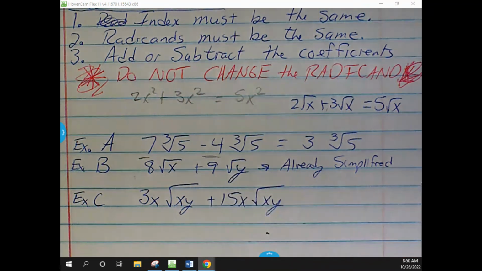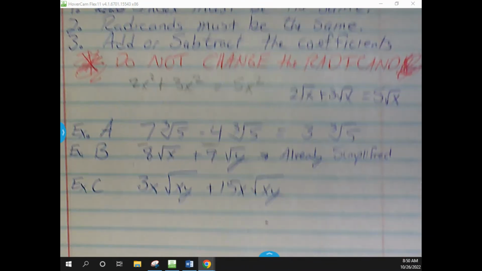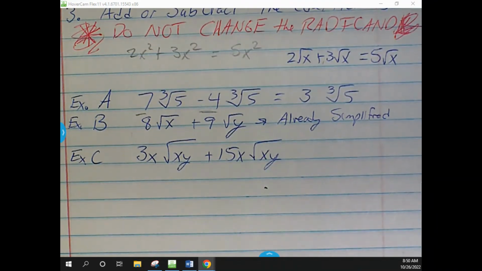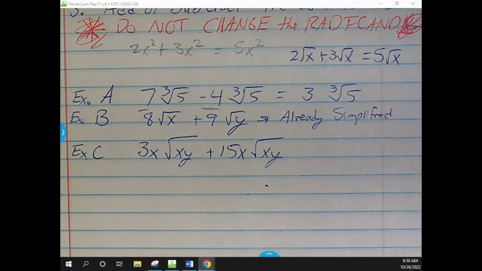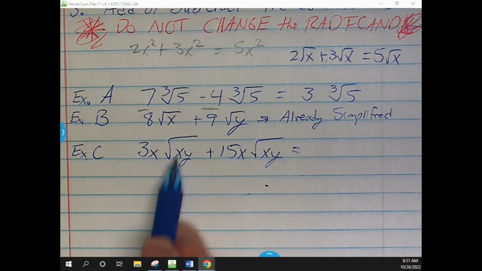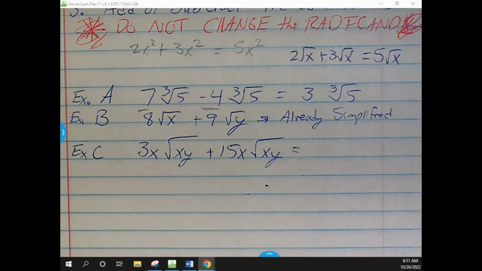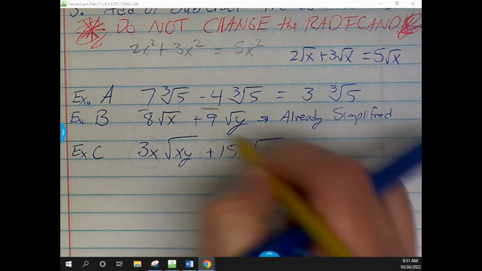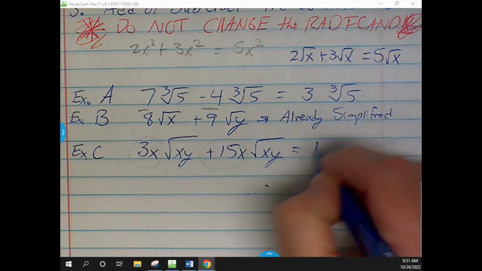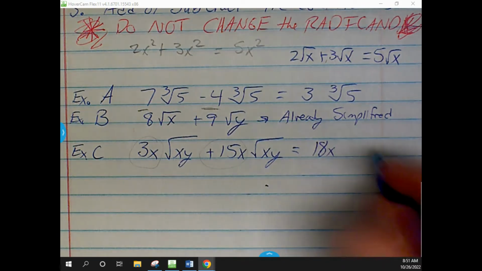All right, so let's say we've got 3 square root of xy plus 15 square root of xy, and they ask you to simplify that one. Again, the indexes are both the same because they're both square roots. You've got xy on the inside for both radicands, so you're good there. From that point, you're just going to do 3 plus 15, which is 18, so 18 square root of xy. And again, you do not change the radicand. It stays just like it is.